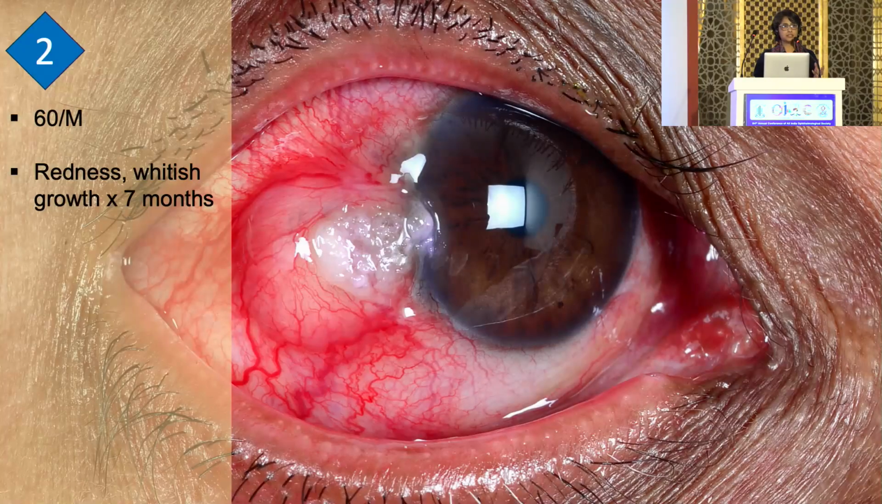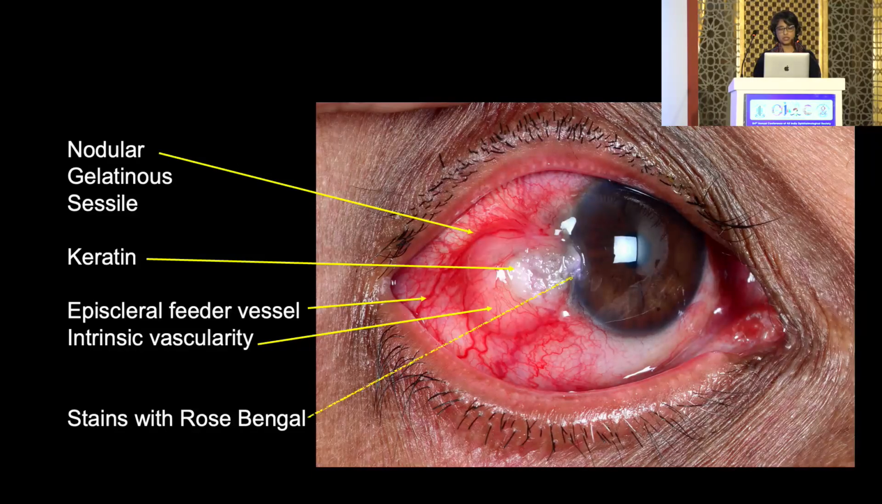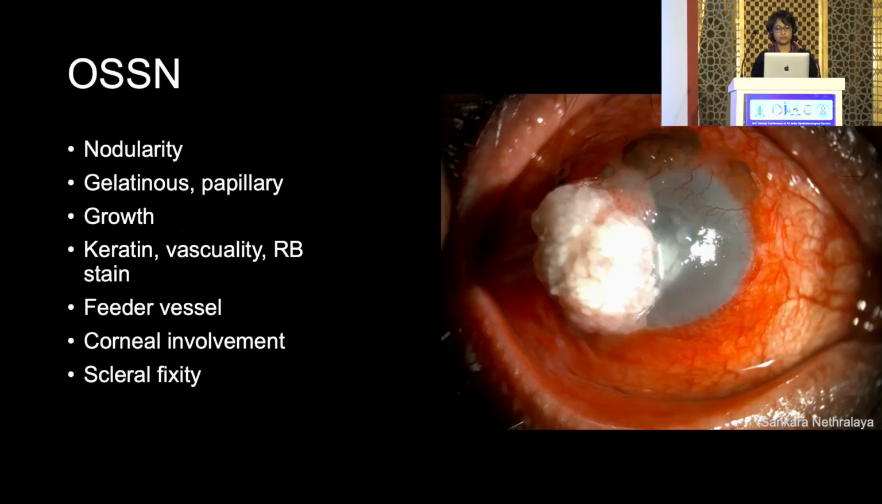The second case is a 60-year-old male with a reddish-whitish growth over a period of 7 months. Definitely does not look like a pterygium. Why? Because it is nodular with a gelatinous appearance, sessile, overlying keratin, and a feeder vessel with intrinsic vascularity, and it also stains with rose Bengal stain. So OSSN, these are some of the features, and a combination of these is highly sensitive as well as specific for diagnosis of ocular surface squamous neoplasia.